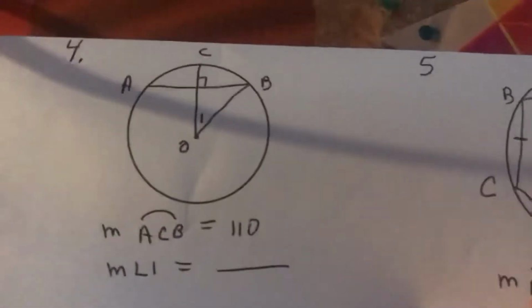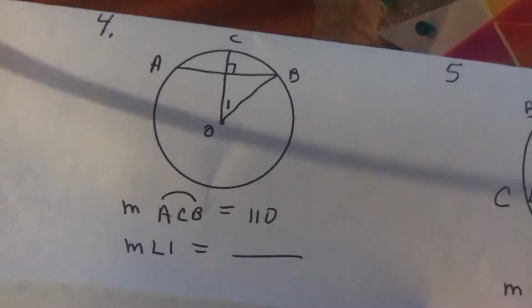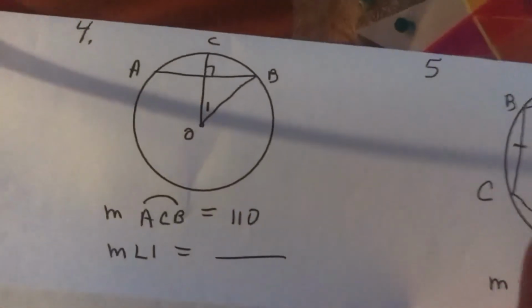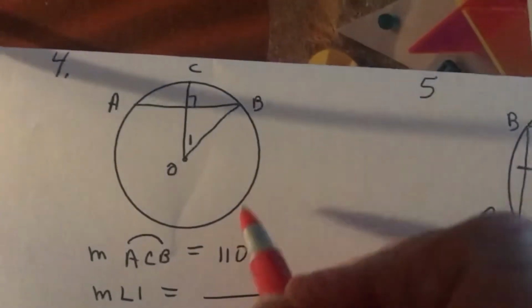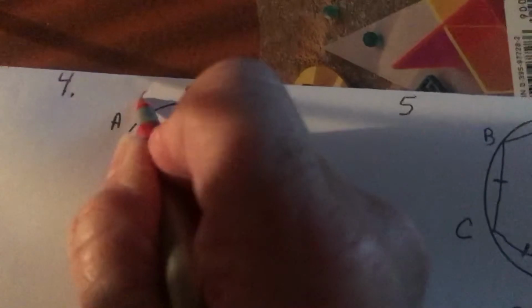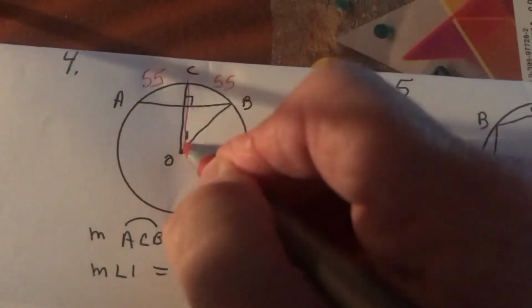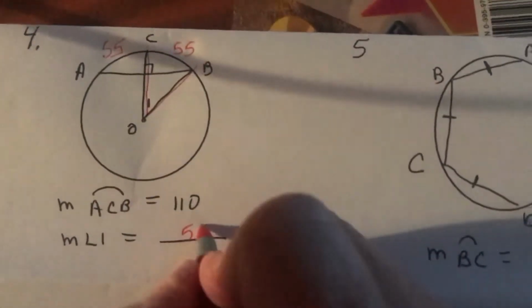Number 4. We're going to come back to number 3 later. Since arc ACB is 110 and radius OC is perpendicular to chord AB, it will bisect chord AB and it will bisect the arc. So if arc ACB is 110, this is a 55-degree arc, and this is a 55-degree arc. The angle here, angle 1, the central angle, is the same as the arc, 55 degrees.